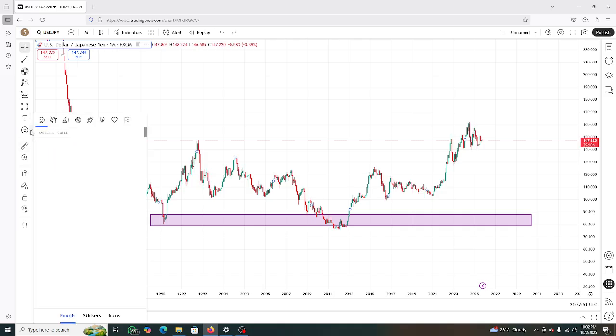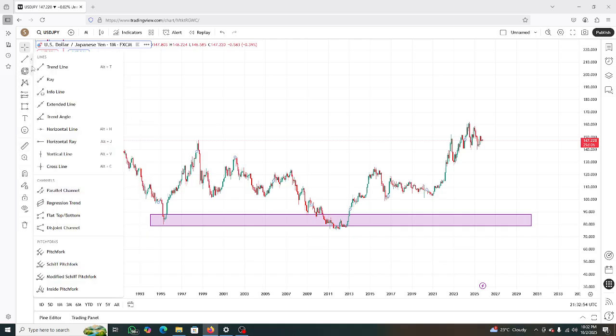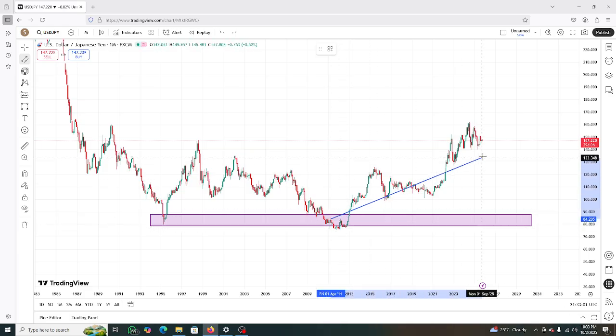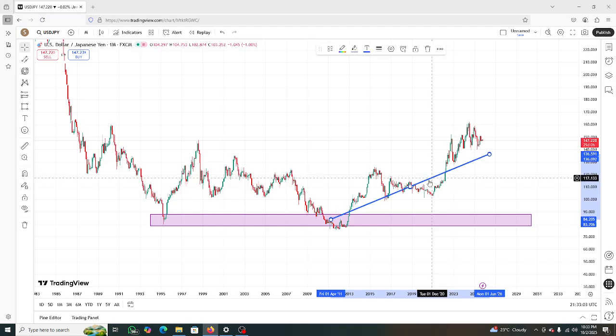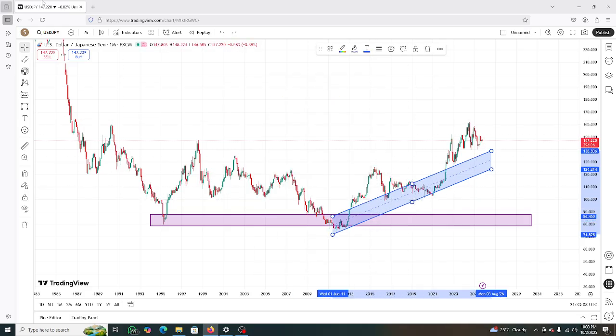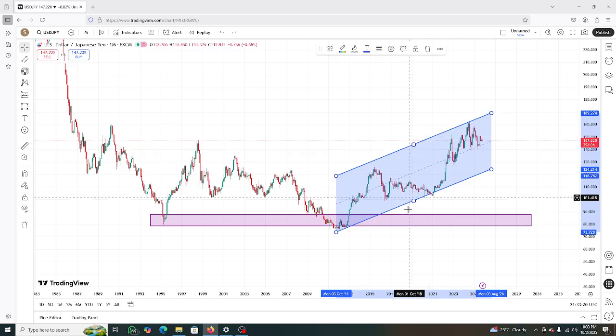Let's get our tool. The tool we shall be using, parallel channel. That's what we are going to use. Okay. Did you see what I just did? You first put it on the first touch. Remember what I taught you about the rules of trend line. This is the rule of trend line playing out.